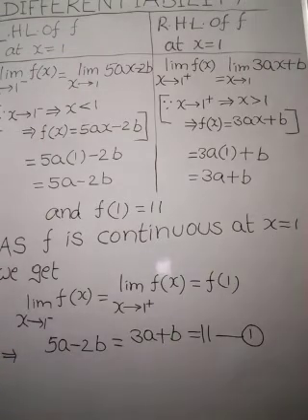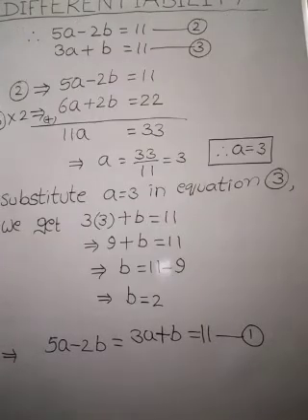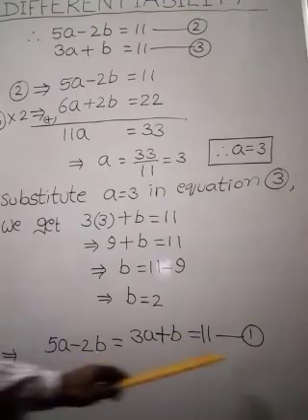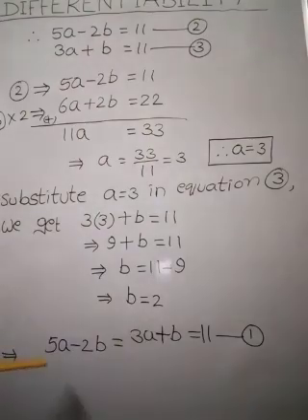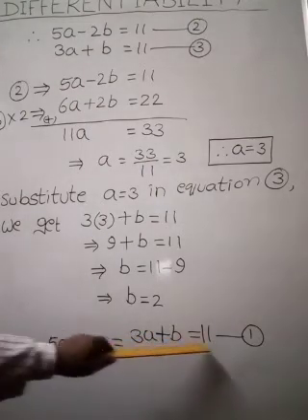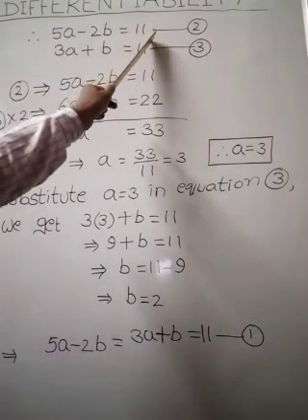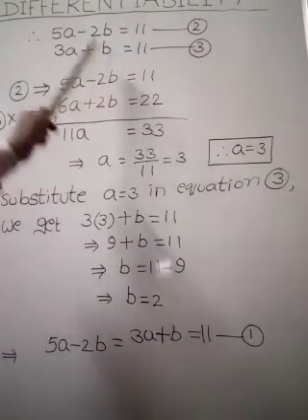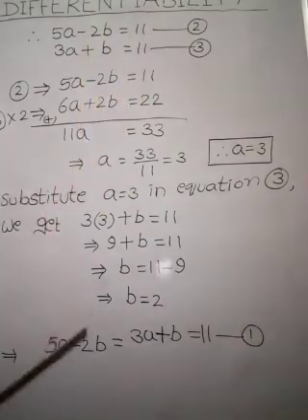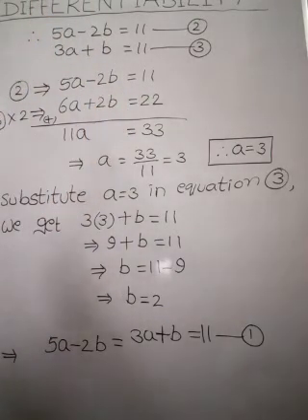Now we have to find the values of a and b. With the help of this equation 1, we find the values of a and b. Understood, my dear children? Right. Now from this equation 1, again we can write these two equations. See here, 5a minus 2b is equal to 11, I wrote as the second equation. Similarly, 3a plus b is equal to 11, I wrote as the third equation. Understood these two equations, my dear children?